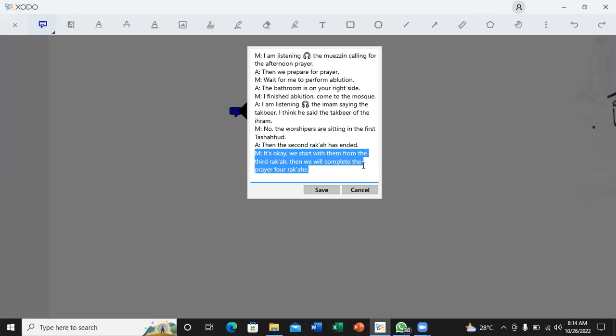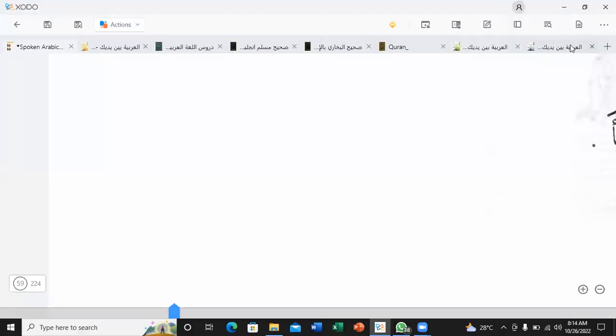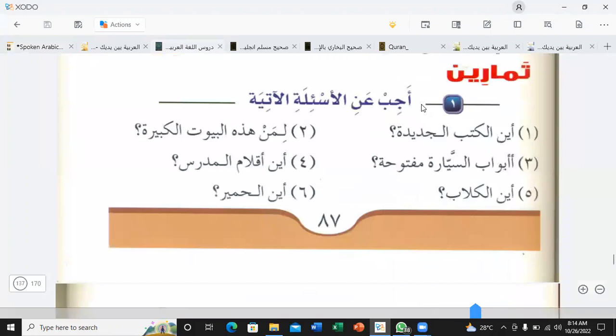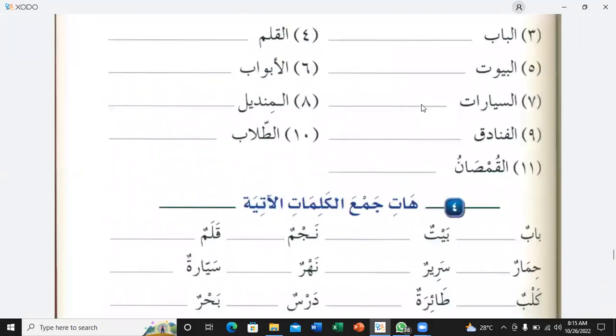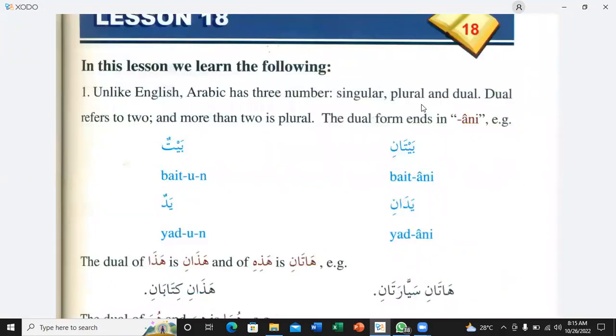Okay. Now we will learn Durus-Ul-Lughat-Ul-Arabiyah. Lesson number 18. Last time we learned in this book lesson number 17. So today we learn lesson number 18. In this lesson, we learn the following.